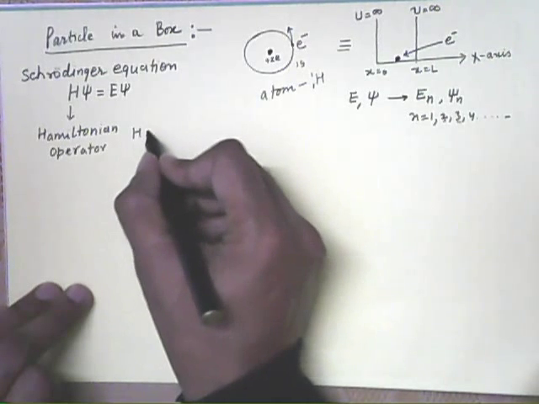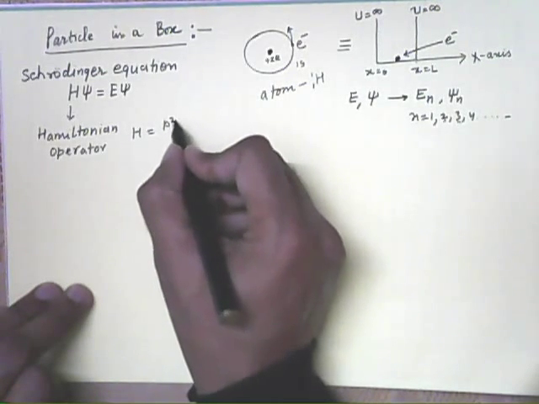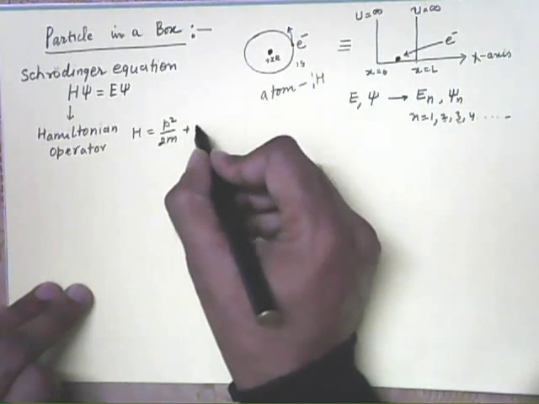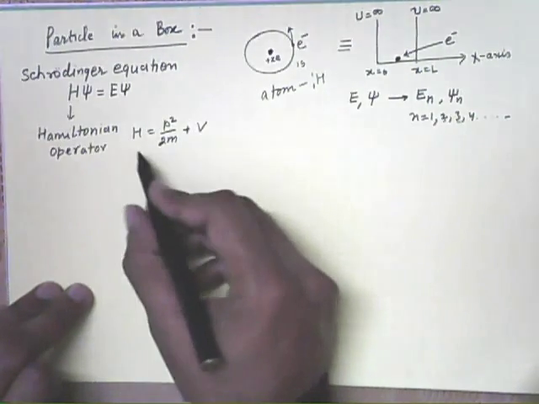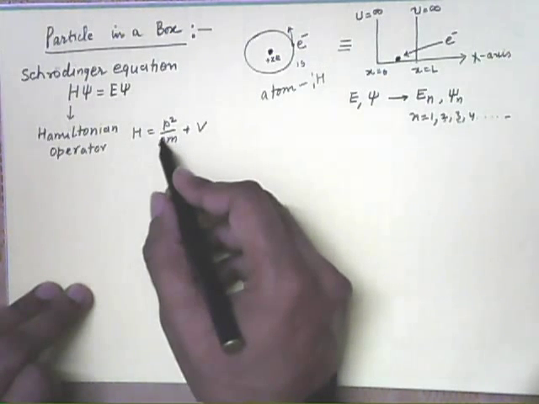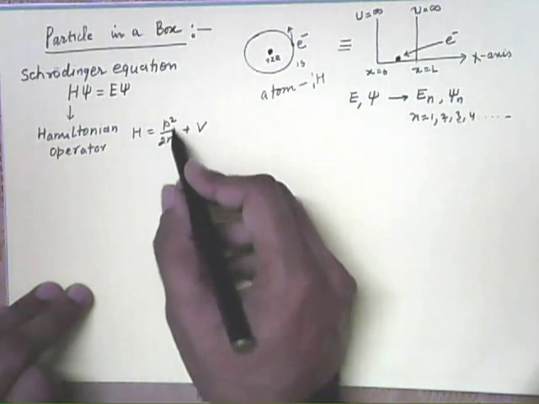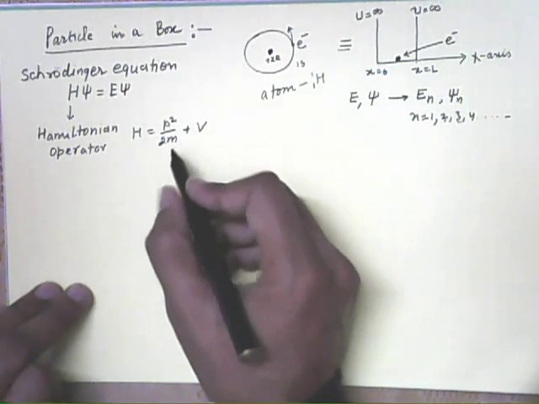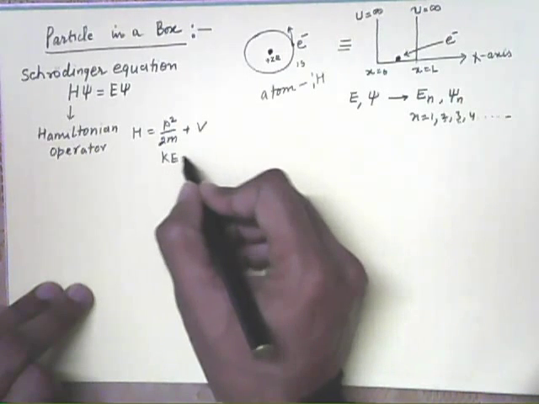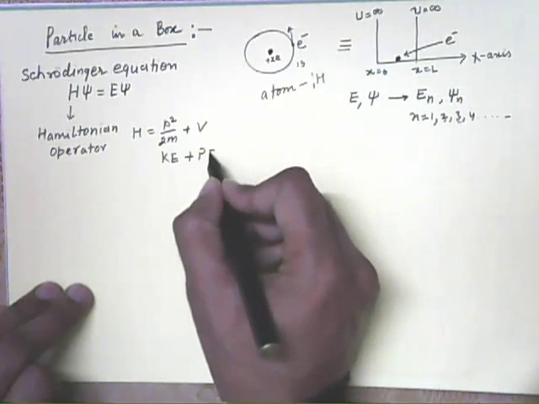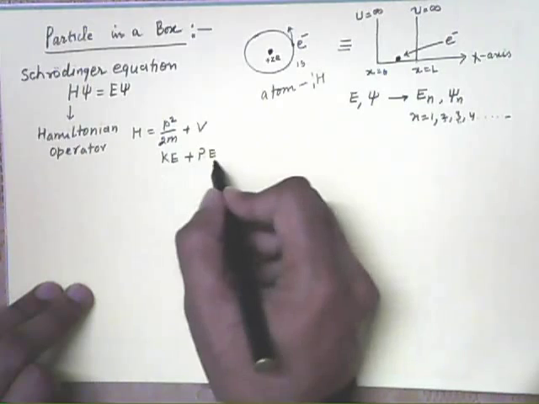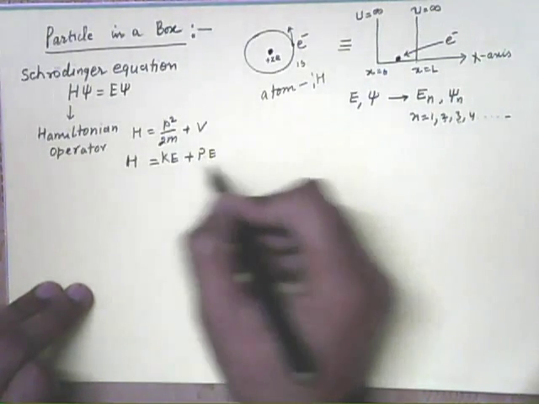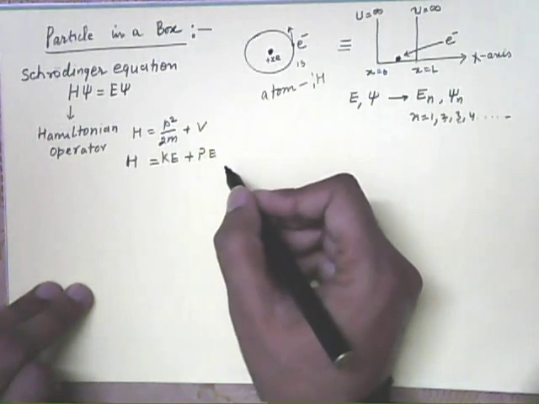H is equal to P squared upon 2m plus potential energy. So H is basically the total energy, P squared upon 2m is the kinetic energy, plus the potential energy. The sum of these two energies is the Hamiltonian, which corresponds to the total energy.